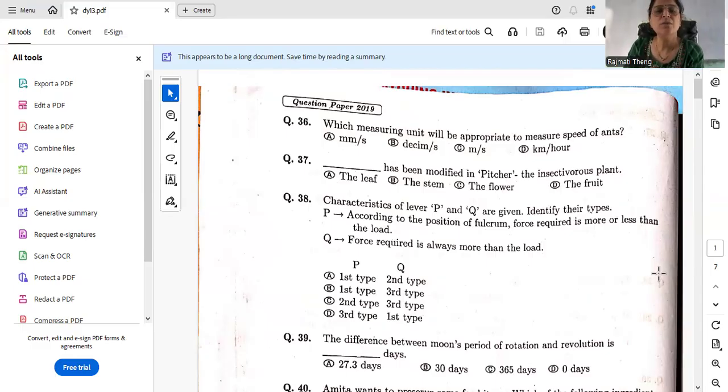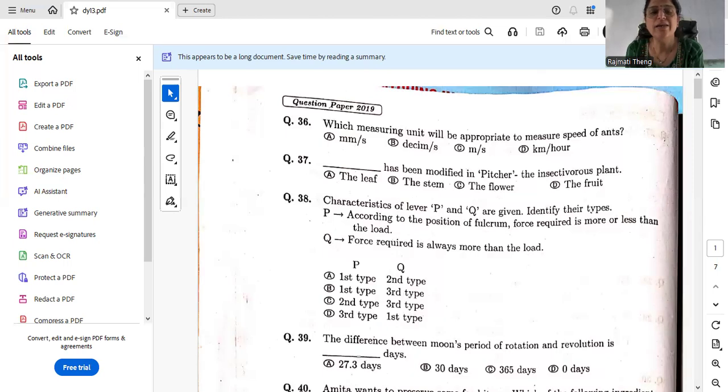Now question number 38. Characteristics of levers P and Q are given. Identify their type. P, according to the position of the fulcrum, the force required is more or less than the load. And Q, the force required is always more than the load. So in which type of lever is such a condition found? It depends on the load arm and force arm, when more or less force is required.